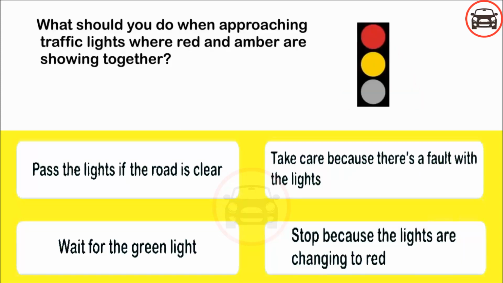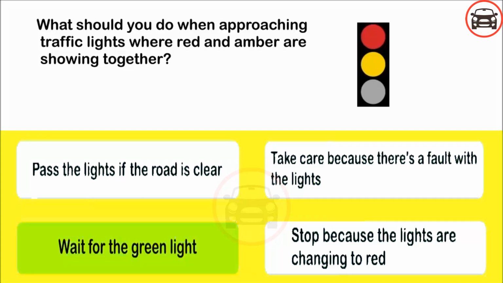What should you do when approaching traffic lights where red and amber are showing together? Pass the lights if the road is clear. Take care because there's a fault with the lights. Wait for the green light. Stop because the lights are changing to red. Wait for the green light.